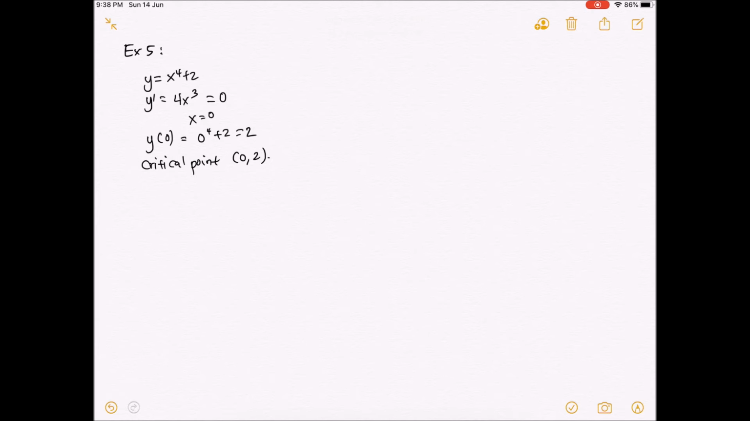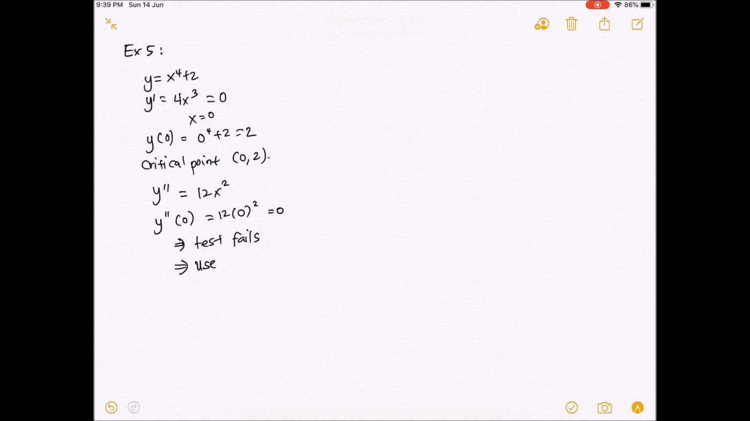Okay, so again the question doesn't ask you to use either the first derivative or second derivative test, so let's just use the second derivative because it is easier. So for the second derivative test, differentiate y prime again. I will have 12x to the power of 2. Okay, so we test our critical point, then I will have 12 times 0 to the power of 2, which is 0. This indicates that our test fails.